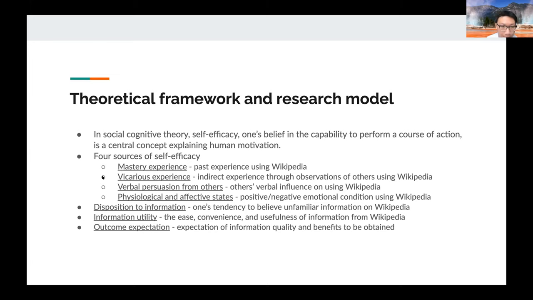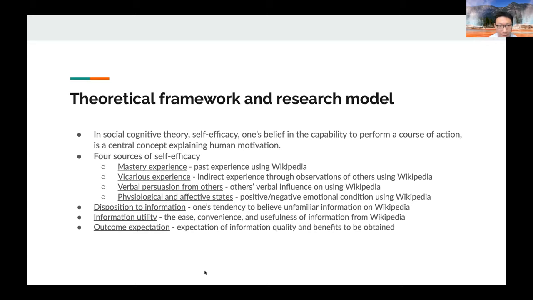So these are the four aspects. The first one is called mastery experience, which is basically a student's past experience using Wikipedia. So whether they have a good past experience or not. And the second one is vicarious experience, which is the student's indirect experience through the observations of others using Wikipedia.